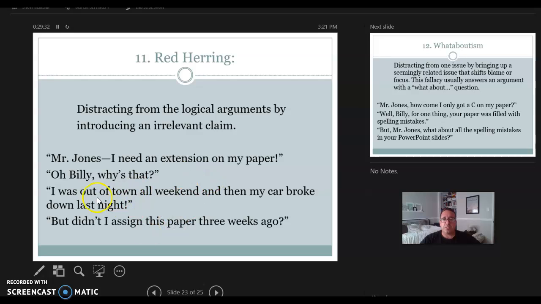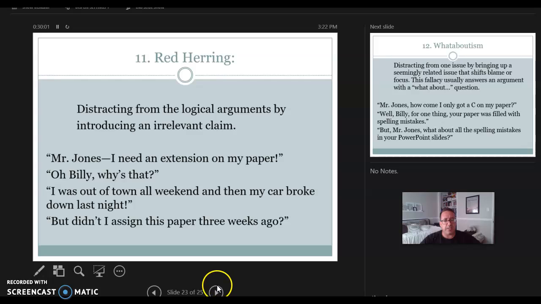Right? So this student is trying to give me a red herring, a distraction from the fact that they've had 3 weeks to work on this, by saying, hey, I couldn't work on this weekend, right? So again, taking away from the logical arguments, the bigger issues, by trying to introduce an irrelevant claim. And we see these red herrings all the time. You try to have a discussion with somebody and they'll throw in some irrelevant fact and you're like, well, how does that fit here, right?